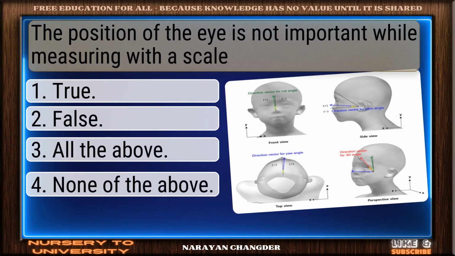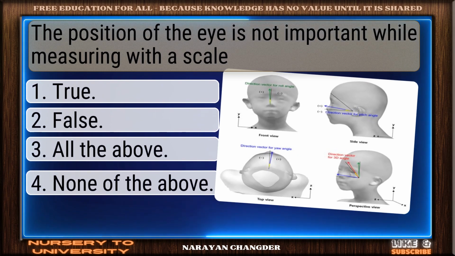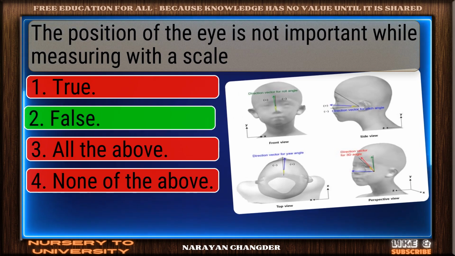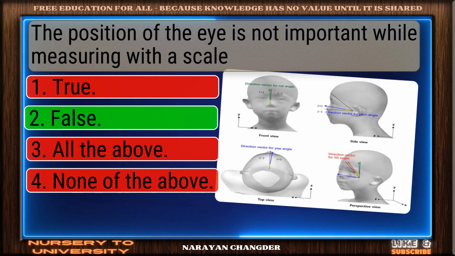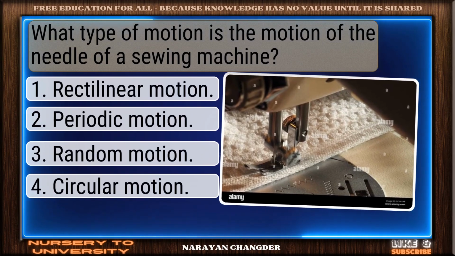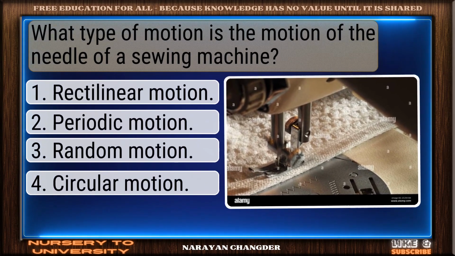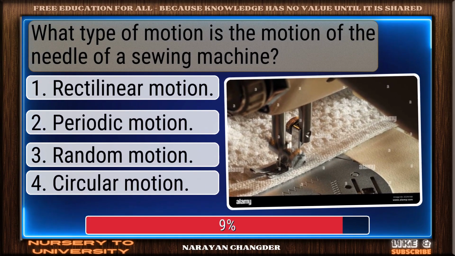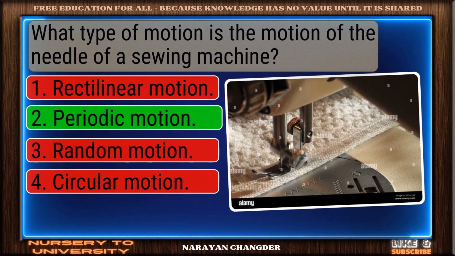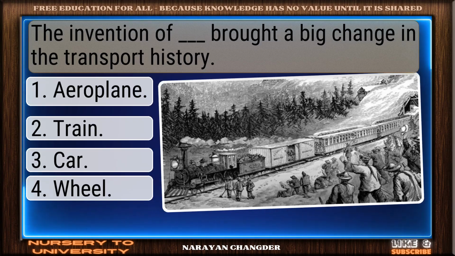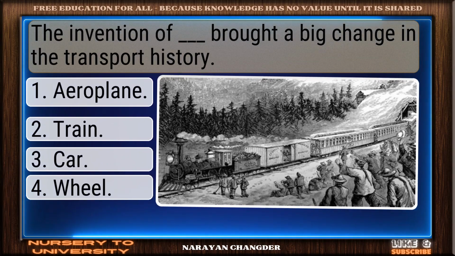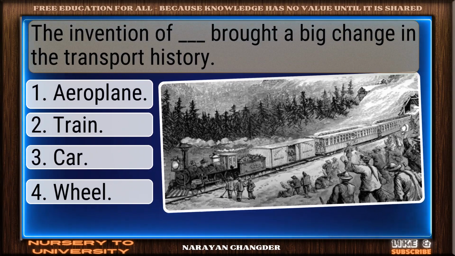The position of the eye is not important while measuring with a scale. On track. False is the correct answer. What type of motion is the motion of the needle of a sewing machine? Valid point. Periodic motion is true. The invention of dash brought a big change in the transport history.